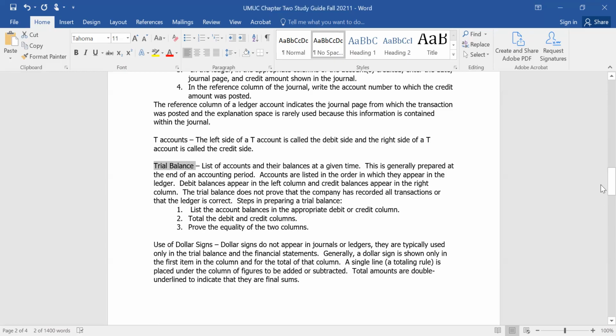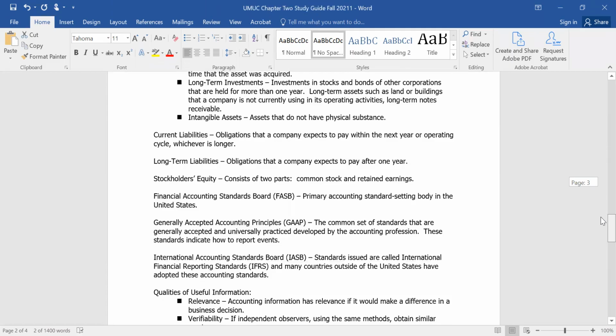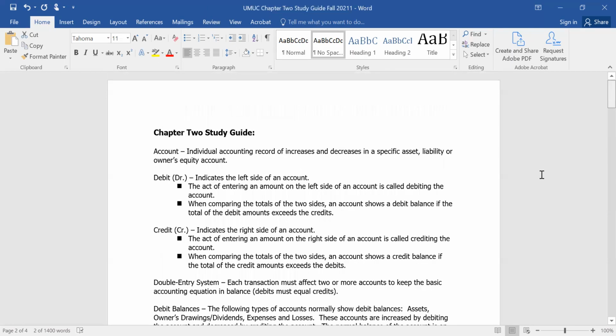And that's basically all there is. There's more information here about dollar signs and different things. We don't use dollar signs when we're doing general journal entries or posting to the ledger or the T accounts. We're just going to use them for trial balances and our financial statements and things like that.